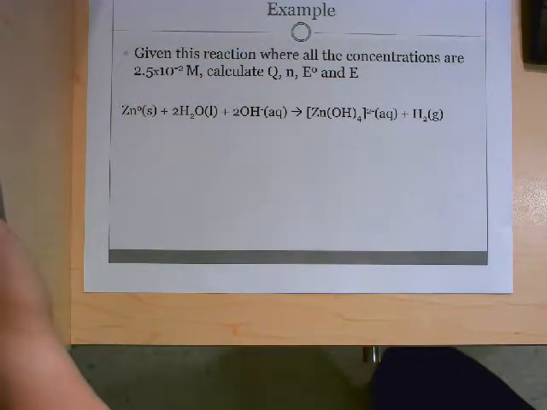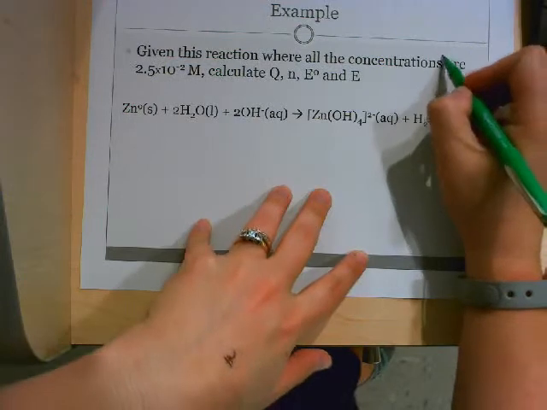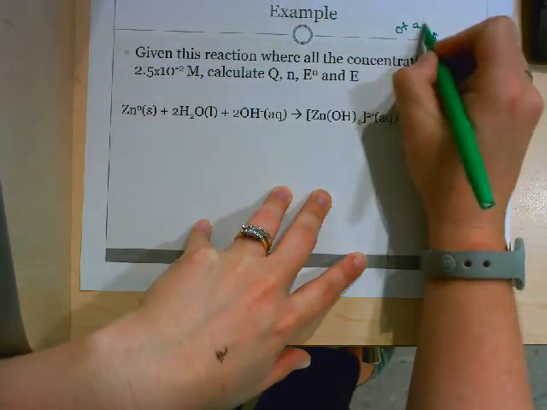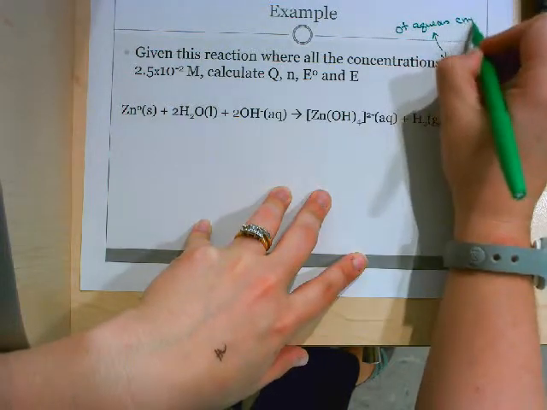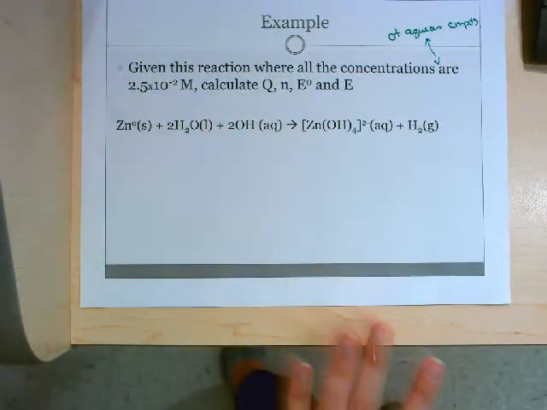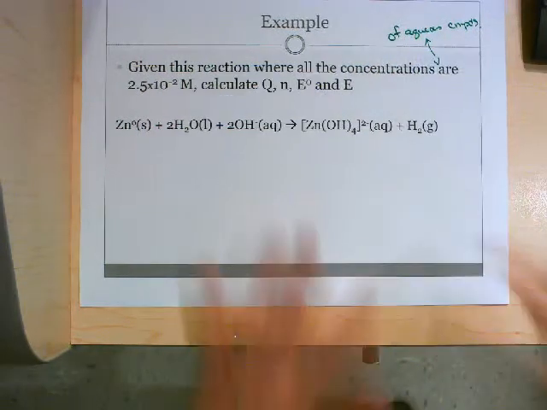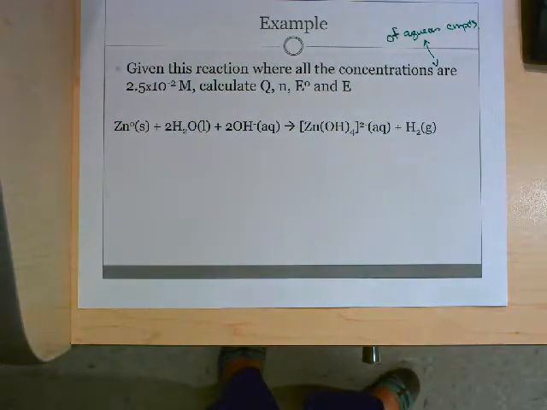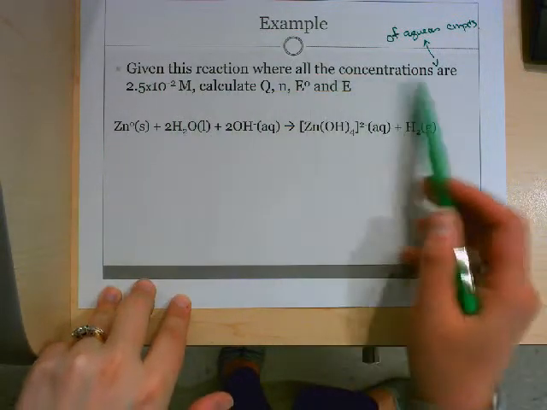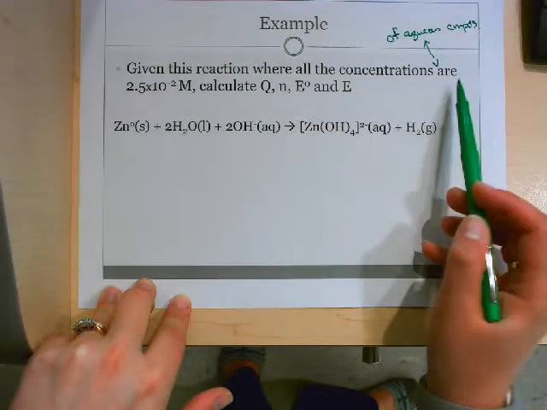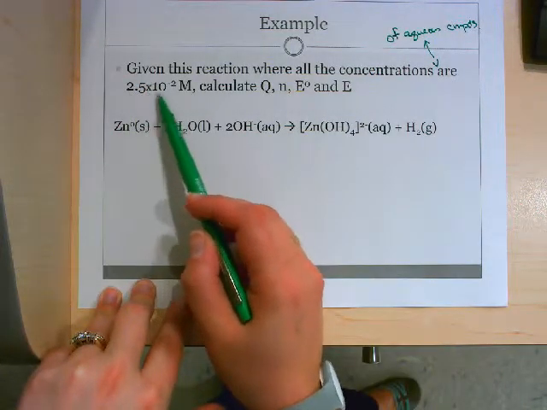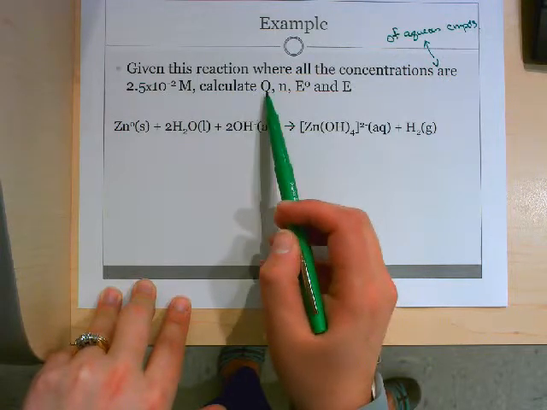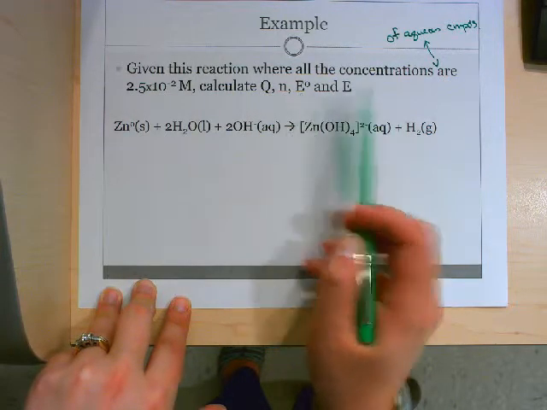Alright, so given the reaction below, where all of the concentrations of the aqueous compounds. That's implicit, but I'll write it specifically. Why can that not refer to my solids or liquids? They're considered to be 1 all the time. So, given the reaction where all the concentrations of the aqueous components are 2.5 times 10 to the negative second, I want to find these 4 things: Q, N, E0, and E.